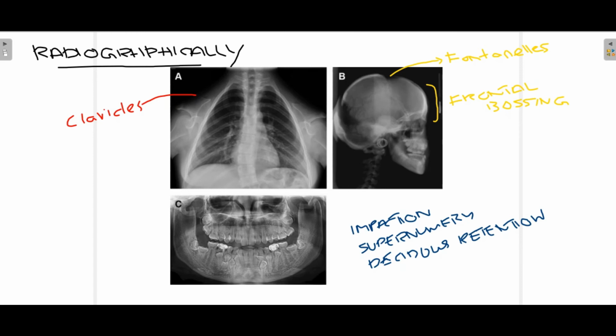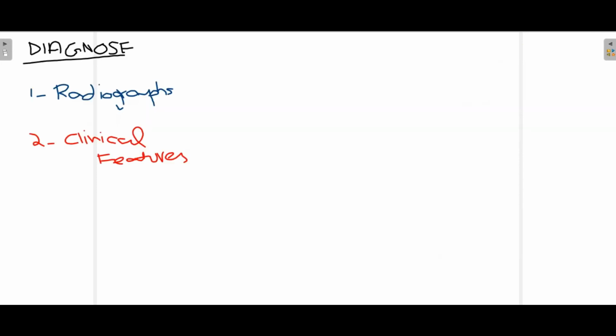And finally, the thing that concerns us is this OPG. In this case, you can see so many impacted teeth, supernumerary teeth, malocclusion. These features are all present in this. So by looking at all these features together, you might reach a diagnosis that a patient is suffering from cleidocranial dysplasia. Now, diagnosis of such a patient is actually pretty much straightforward.